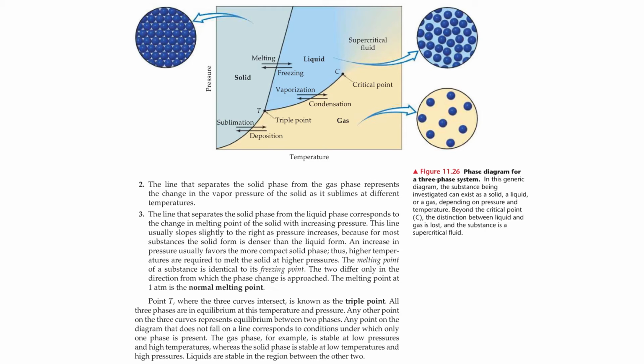The point T, where the three curves intersect, is known as the triple point. All three phases are in equilibrium at this temperature and pressure. Any other point on the three curves represents equilibrium between two phases. Any point on the diagram that does not fall on a line corresponds to conditions under which only one phase is present. The gas phase, for example, is stable at low pressures and high temperatures, whereas the solid phase is stable at low temperatures and high pressures. Liquids are stable in the region between the other two.